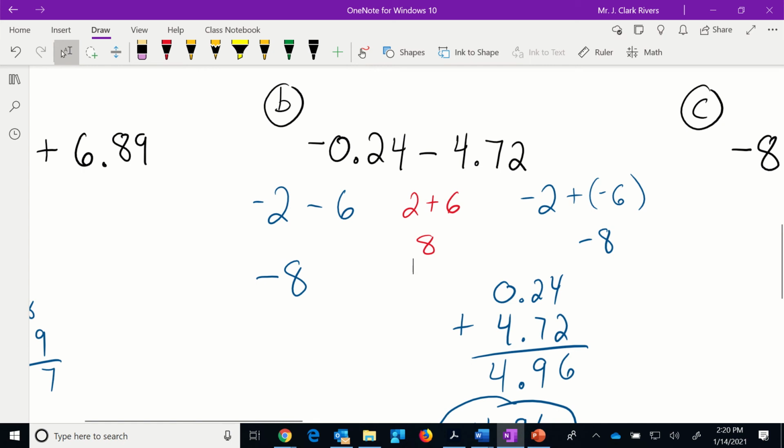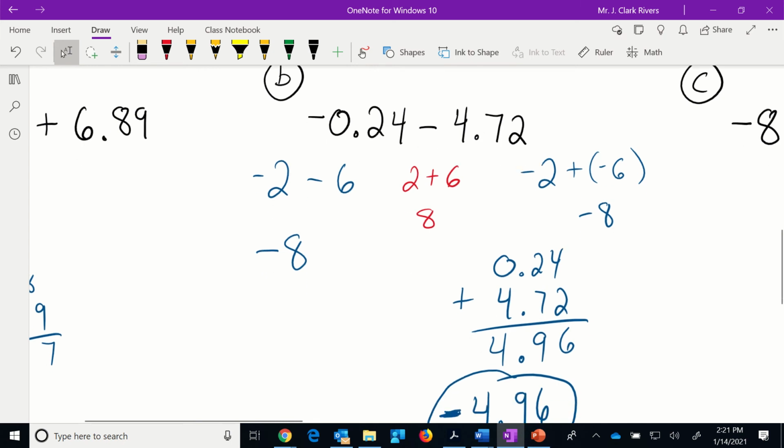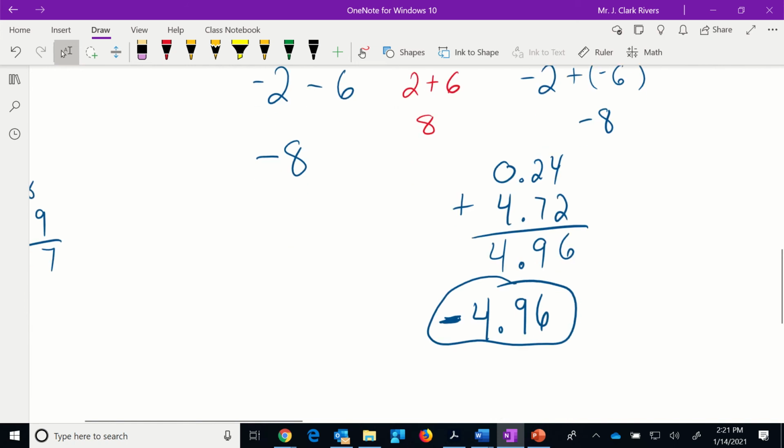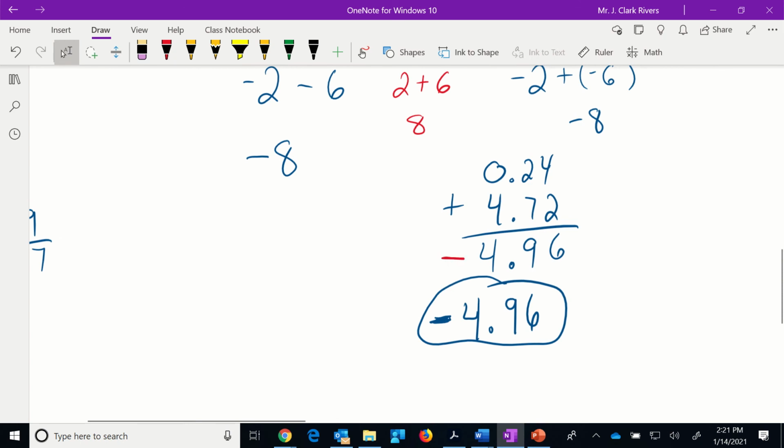So I'm going to treat this just like 0.24 plus 4.72. And when I add those two together, we get 4.96. This is going to be a negative difference, right? Just like -2 minus 6 is -8. This is also going to be negative, -0.24 minus 4.72. So I take 4.96 and I put a negative sign in front of it. So negative 4.96 there. Do not put the negative sign here, because a positive number plus a positive number does not equal a negative number.